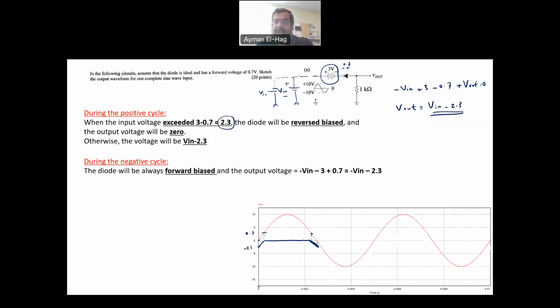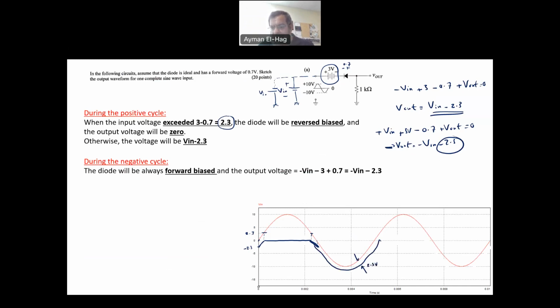And again, let's apply KVL here. We'll have plus Vn plus 3 volts minus 0.7 plus Vout equals 0. So from this, your Vout will equal minus Vn minus 2.3. So the output will be less than the input by 2.3 volts. So here, this will be 2.3 volts.